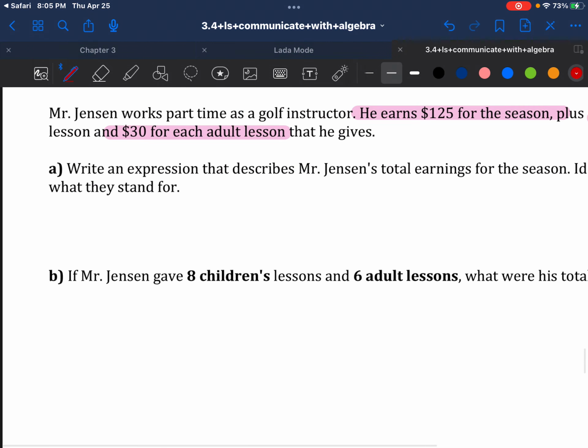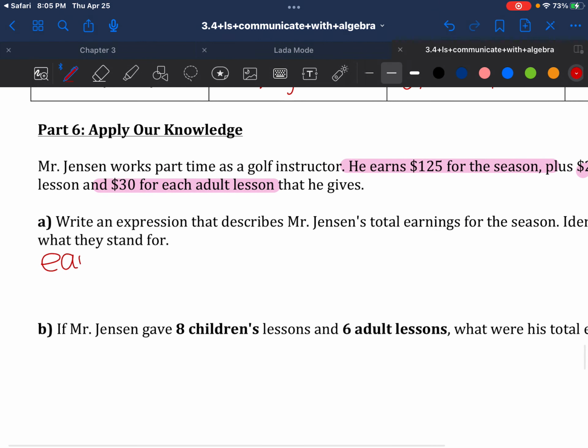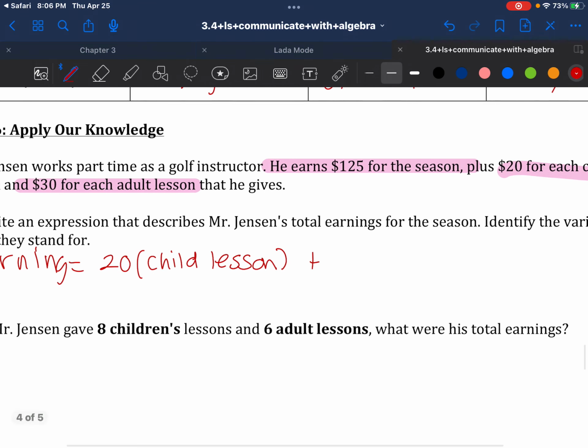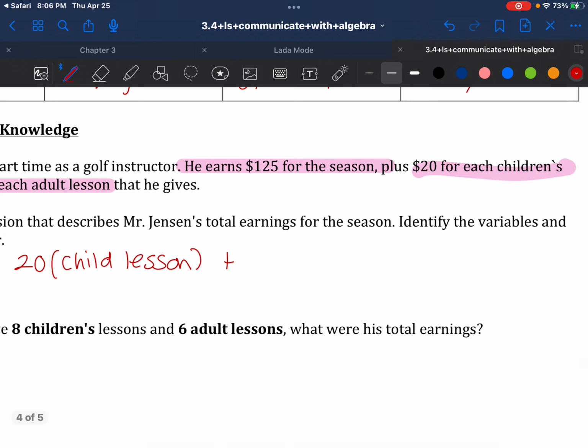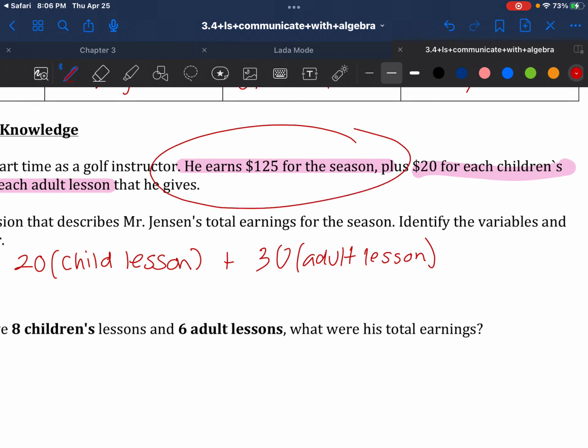Okay, so let's see. We could do earnings is equal to $20 per every child lesson plus $30 for each adult lesson. And it's just one season, so plus $125 for the season.